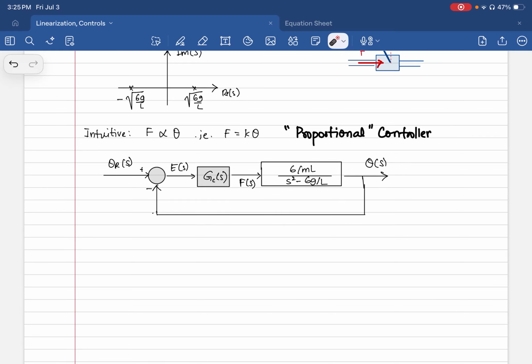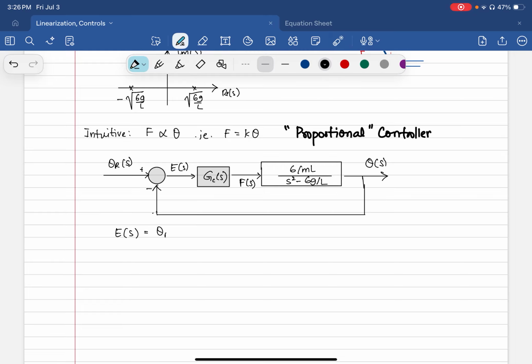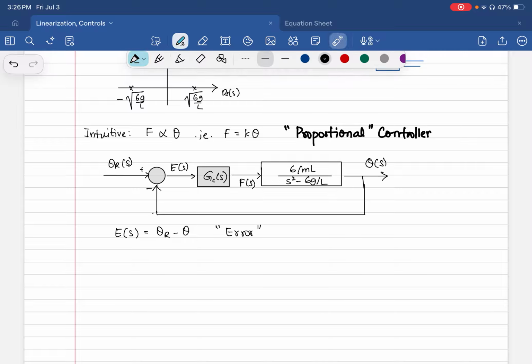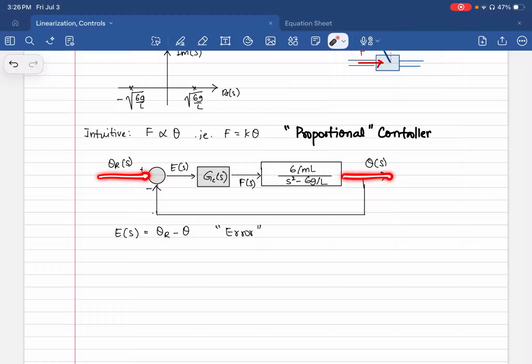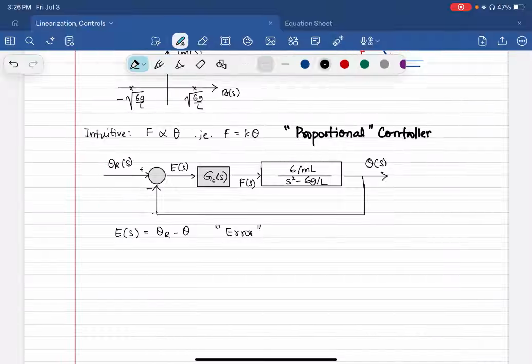Okay, so this error is essentially what? E of s is equal to theta r minus theta. So this here is the error in the system. That's how much theta is varying from theta r. In this case, theta r is equal to 0.